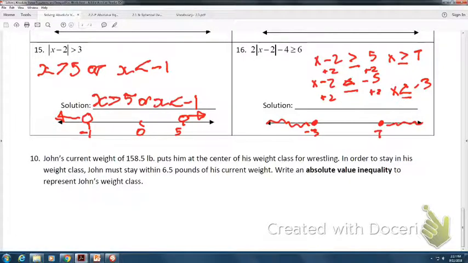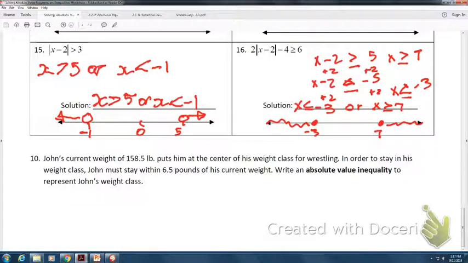It needs to be an "or," so you would leave it as x is less than or equal to -3 or x is greater than or equal to 7. So your graph matched "or," but your solution went with "and." That was the only thing. Okay, great job. All right, number 10.